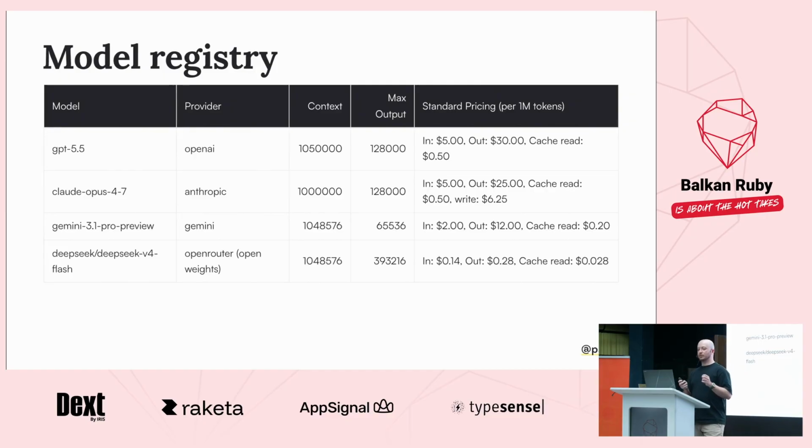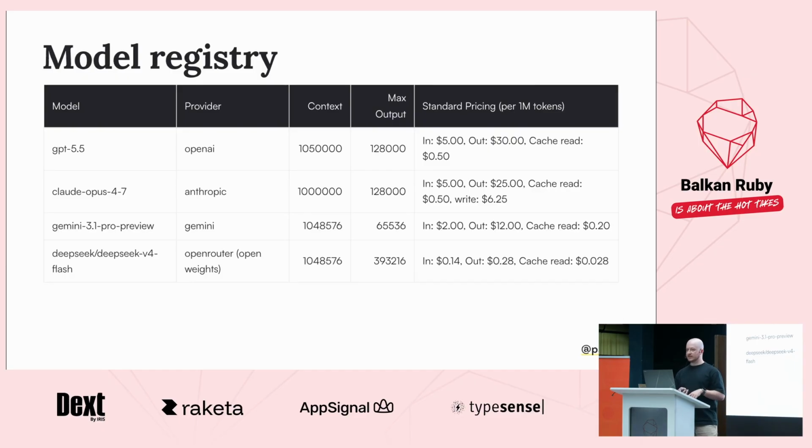I wanted to have a model registry, and that's why I made it in the first place, because I wanted to price my clients correctly. But how do you price your clients correctly? Well, you need to know all of the prices of all the different models, and they don't give it to you in a nice API. So RubyLLM actually provides that for you, and it has 1,250 models.